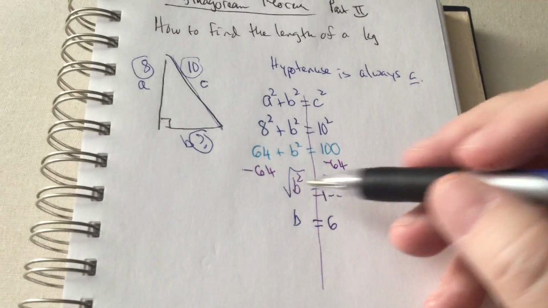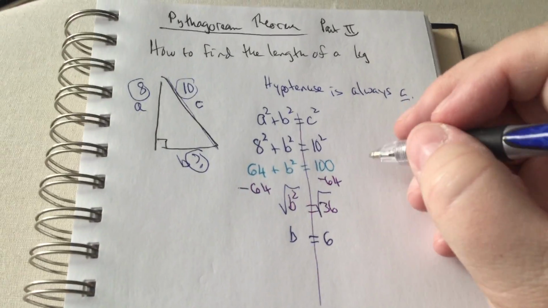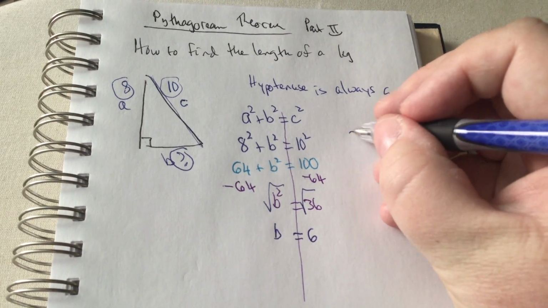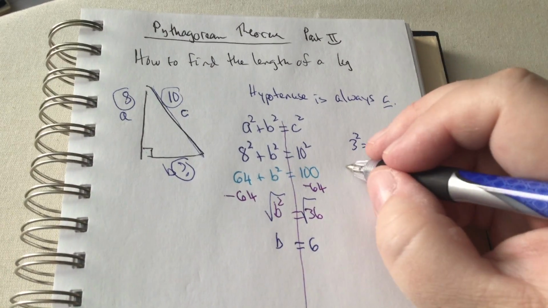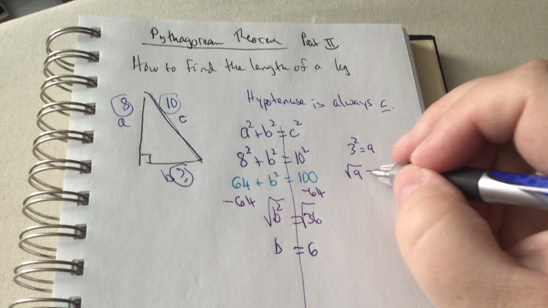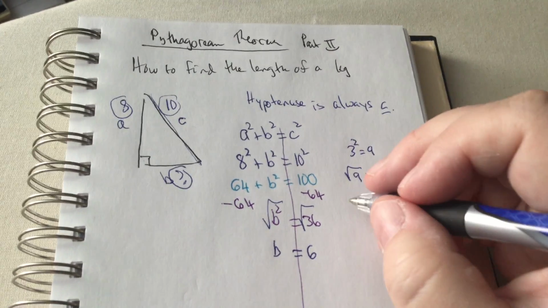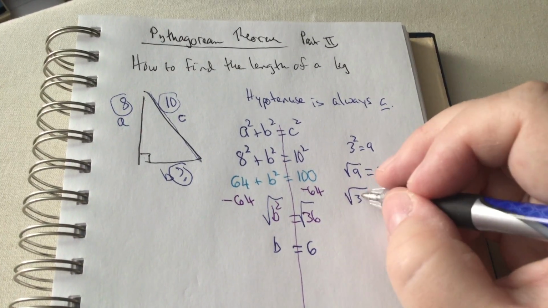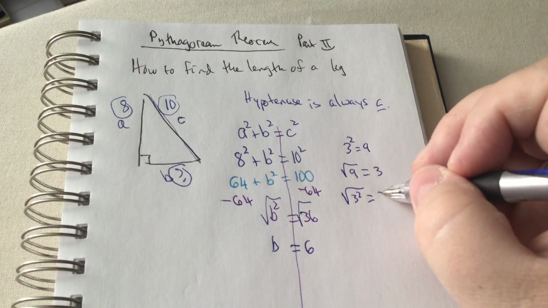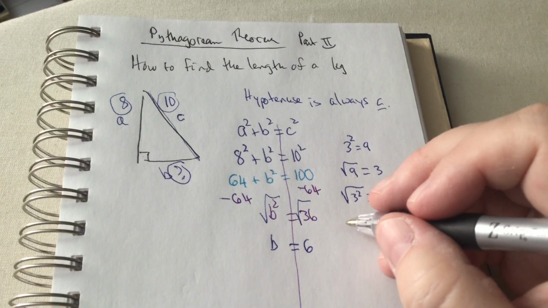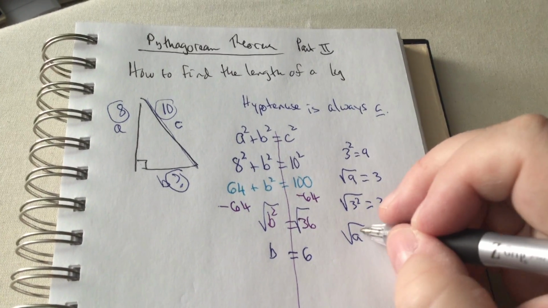I can prove to you guys this part. Watch. 3 squared is equal to 9, right? And we know that the square root of 9 is equal to 3. Well, if I was feeling crazy, I could also write it this way. The square root of anything squared is itself. That's why this works.